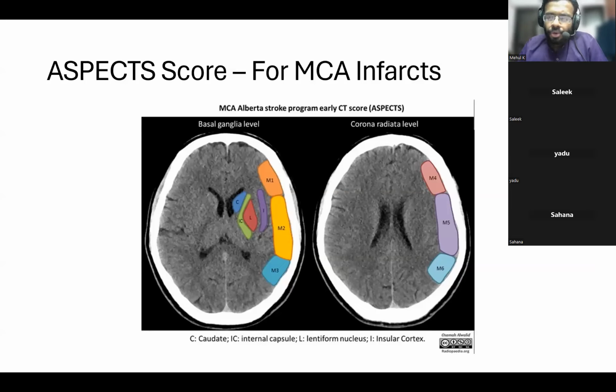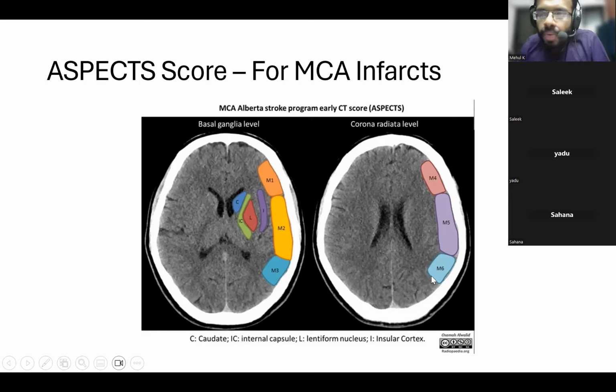There's something called the ASPECT score. Where do we use it? MCA infarcts. You have to look for this at 2 levels. One at the basal ganglia level. This is again the level that I told you about when I was discussing anatomy. You can see the caudate nucleus, lentiform nucleus, internal capsule, everything at this particular level. You have 3 regions here: M1, M2, M3. They've divided the MCA regions into 3 here, and you have a level above this, which we call the supraganglionic level or the corona radiata level. You have your M4, M5, M6.